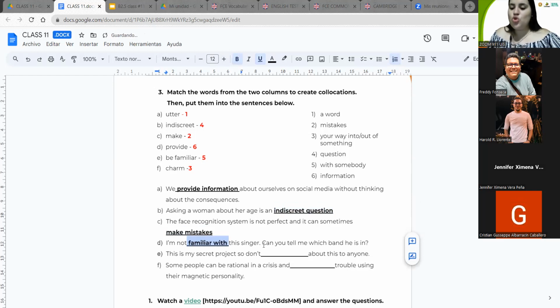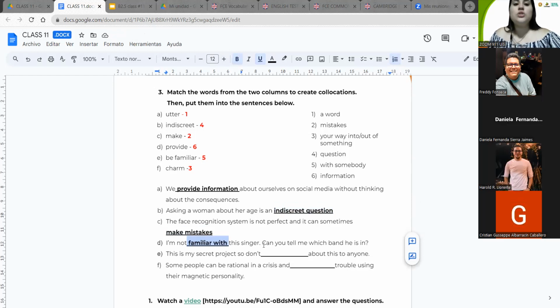This is my secret project, so don't utter a word. Don't utter a word about this to anyone. Sorry, teacher, is "utter" an adjective too? No, we can't use it here. I have only seen it as a verb, but let me double check. It is an adjective as well, as a verb and as an adjective, not as a noun.